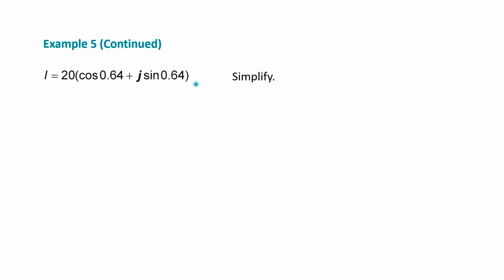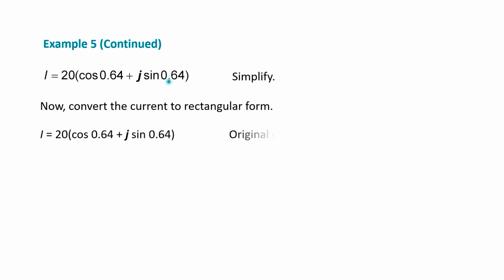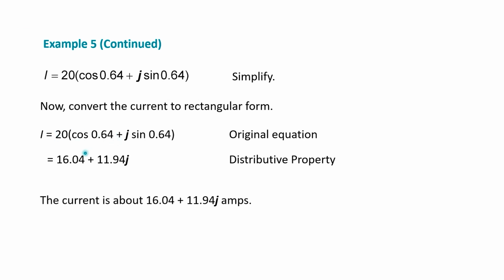So we have got an expression for current in the polar form. Now we want to convert this current to rectangular form. For that, we simply evaluate cos 0.64 and sin 0.64, substitute the values and use the distributive property. So the current is about 16.04 plus 11.94j amperes.